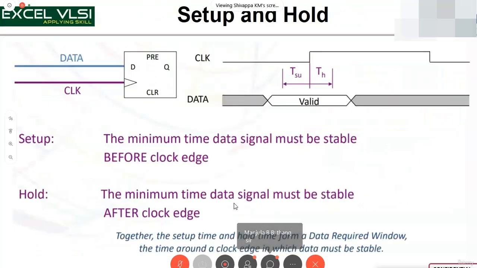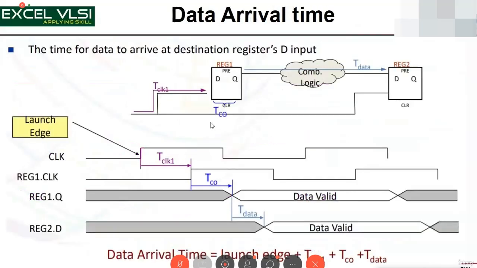A little bit more. I got some beautiful diagrams here to explain, so I added this as well. Minimum time data, the same you see here. Valid data, clock is there, setup time, hold time. So we always analyze the data in and the clock. That is the setup and hold.